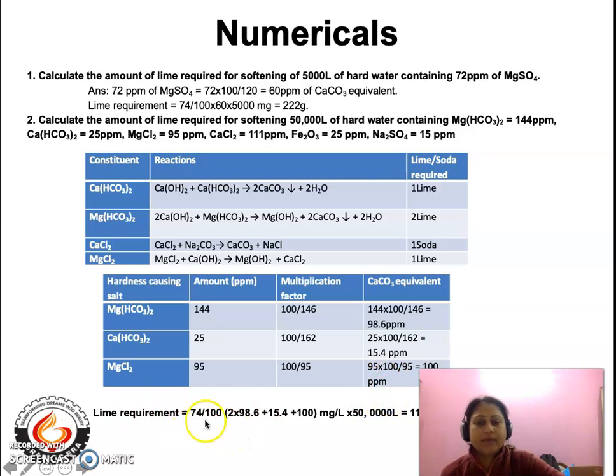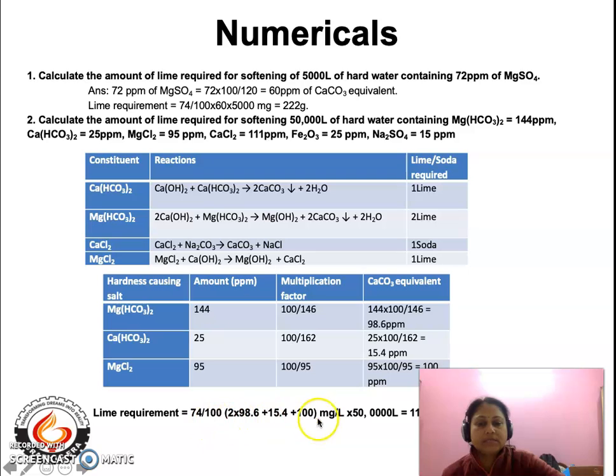So now the lime requirement is molecular weight of the lime, that is 74, divided by molecular weight of calcium carbonate, that is 100. Now we have to calculate the hardness of our resulting water sample. Since 2 moles of lime are required for magnesium bicarbonate, we have to multiply twice into 98.6, plus 1 mole of lime is required for calcium bicarbonate, so 15.4 we are writing here, and 1 mole of lime is required for magnesium chloride, so we have to write here 100 ppm.